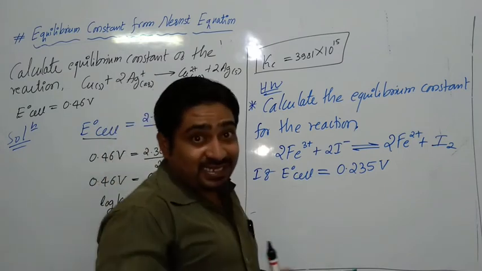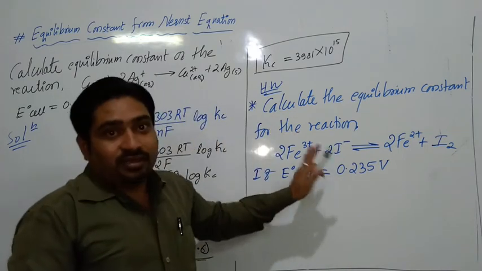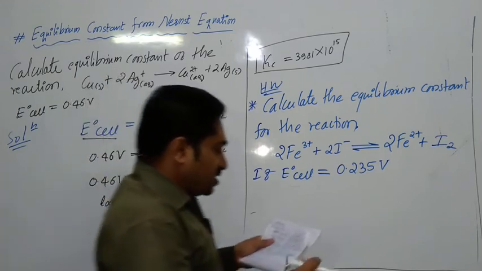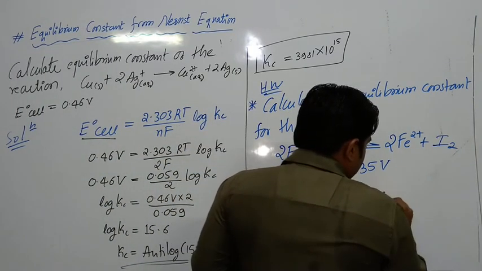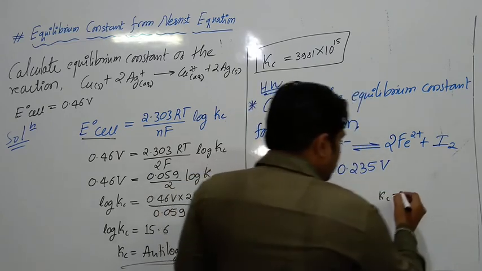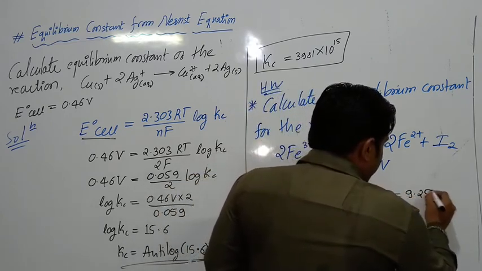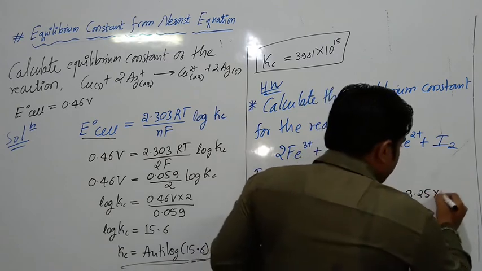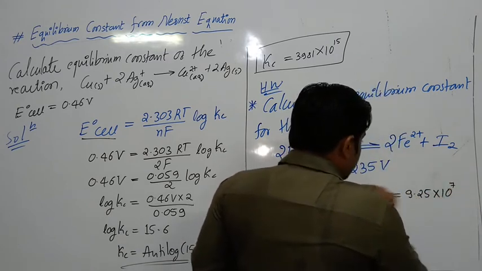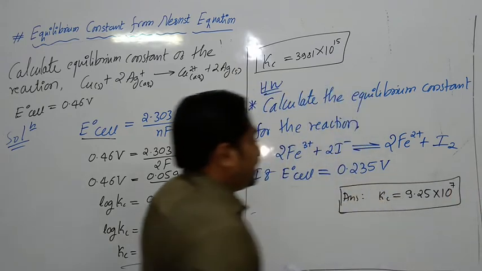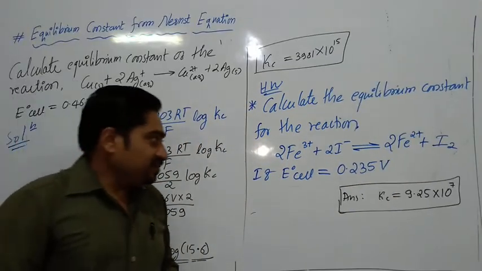Now I will give the answer. Promptly you have to solve the equation, then compare with the answer. Here the answer must be Kc is equal to 9.25 into 10 to the power 7. This much answer should come.